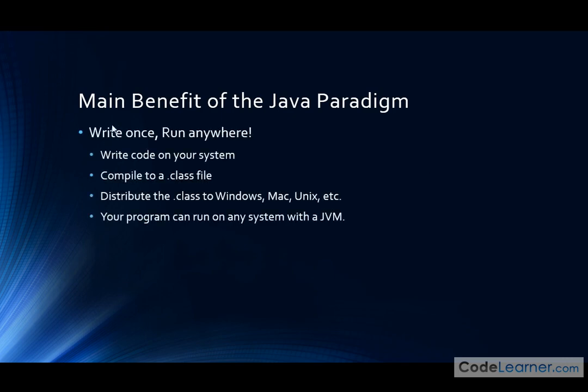The main benefit is you can write the program one time and you can run it anywhere. You write the code on your system, you compile it one time to a .class file, and then I can email this file or send it off on a disk to any other number of systems out there that I want to run it on. I can put it on the internet, so you can download it from Mac or Unix or Windows, and this .class file will run anywhere. And that is the main benefit of Java.